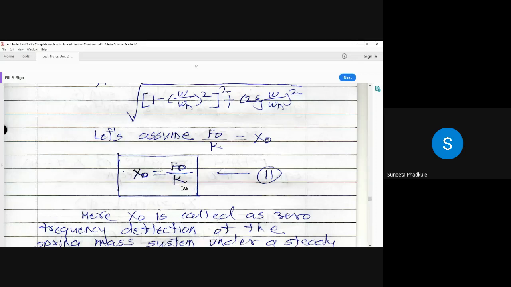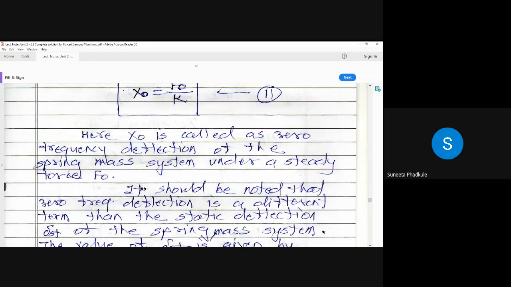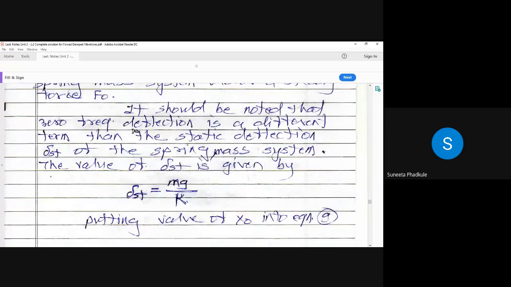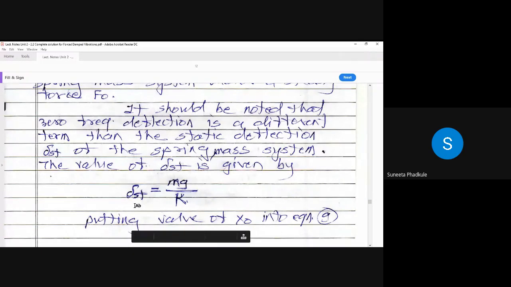Okay, in the next lecture, I am going to explain three very important cases. That is how you will understand the concept of zero frequency deflection. Remember, this X0 is different from the static deflection of the spring. Static deflection of the spring is given by mg upon k. There is no external force acting on the spring, so static deflection of the spring is mg upon k.